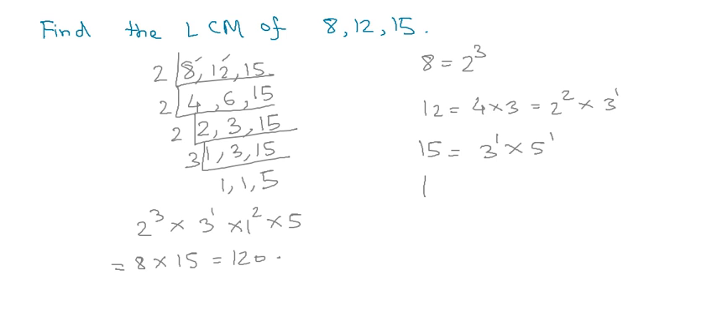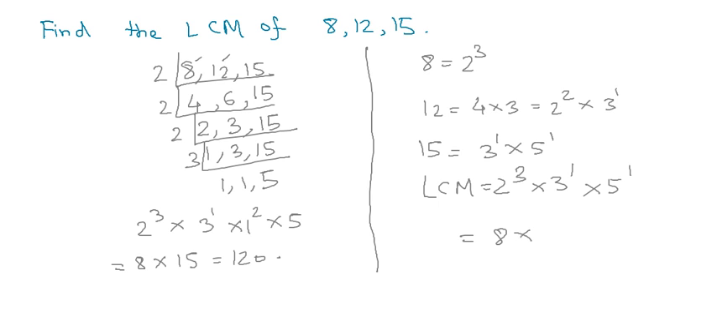Now when you have to find the LCM, we will take the maximum power. Among these, for 2 the maximum power is 2 cubed, so we take 2 cube, and for 3 we have a maximum power of 1, so 3 to the power 1, and for 5 the max power we have is 5 to the power 1. So we have here 8 multiplied by 3 multiplied by 5, so the result is 120. We can see that this result and this result match.